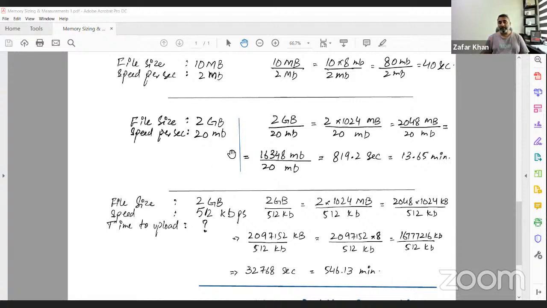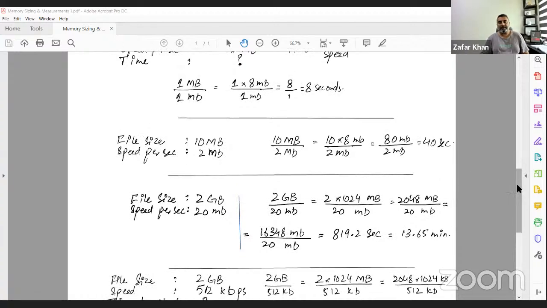Now, over here in this particular question, the file size is in gigabytes, and the speed is in megabits. So we would have to first convert from giga to mega and then from megabytes to megabits. And then we will be able to equate both the file size in megabits as well as the speed. All right. So how will we go from gigabyte to megabyte?